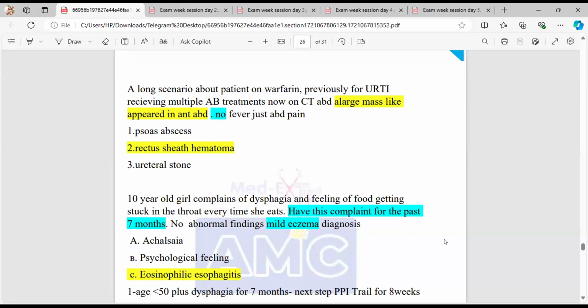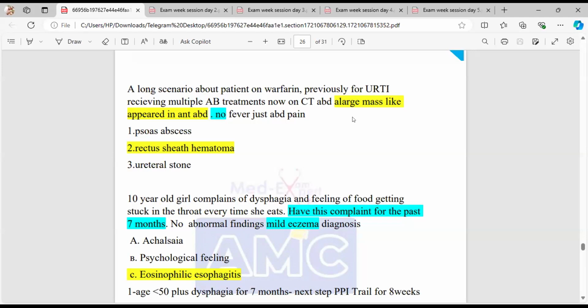As I remember, in the Amboss QBank, or in any QBank, there is a question related to warfarin, and the answer was rectal sheath hematoma. Now, mostly doctors say that if the history of warfarin is there, then our answer will be rectal sheath hematoma. No, doctors, it is not compulsory that with warfarin history your answer will always be rectal sheath hematoma. Your answer will be hematoma, but not always rectal sheath hematoma. This is the confusing part.